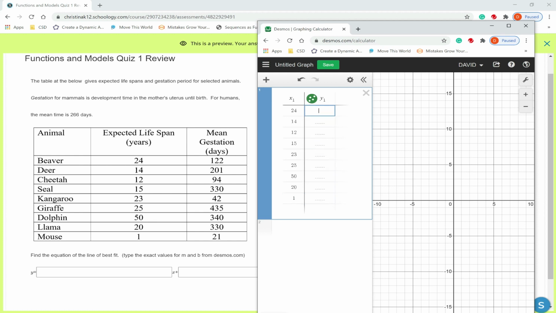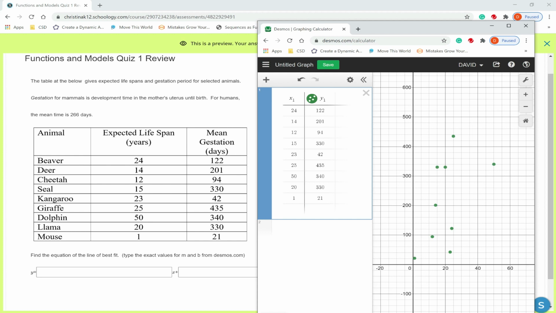Now in Y1, we're going to enter our mean gestation in days, so 122, 201, 94, 330, 42, 435, 340, 330, and 21. If we want to see what the plot looks like, we will hit the magnifying glass, and we can see the graph.